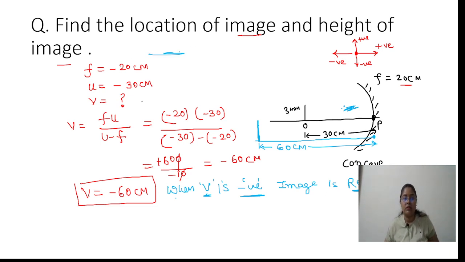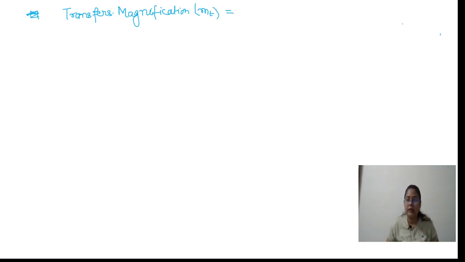The location of the image is 60 centimeter behind the pole, and it is real. And what is the height of the image? So my dear student, you find it using the concept of transverse magnification, which is represented by MT. What is MT? Take this concave mirror. This is the principal axis. This is the height of the object, represented by HO.